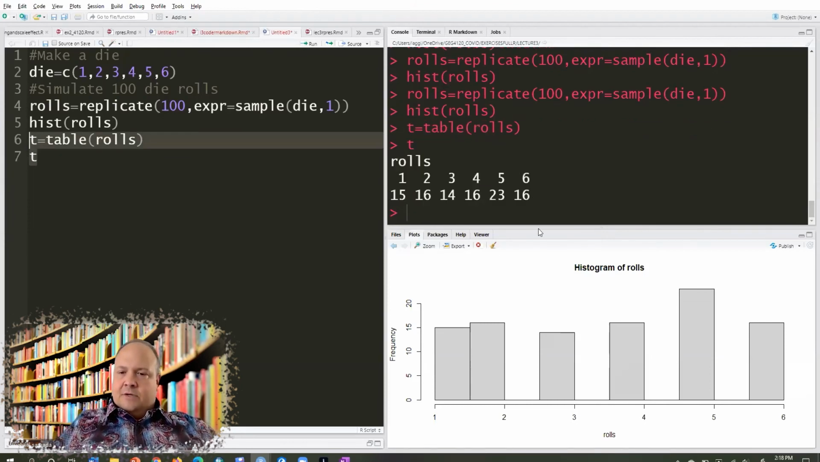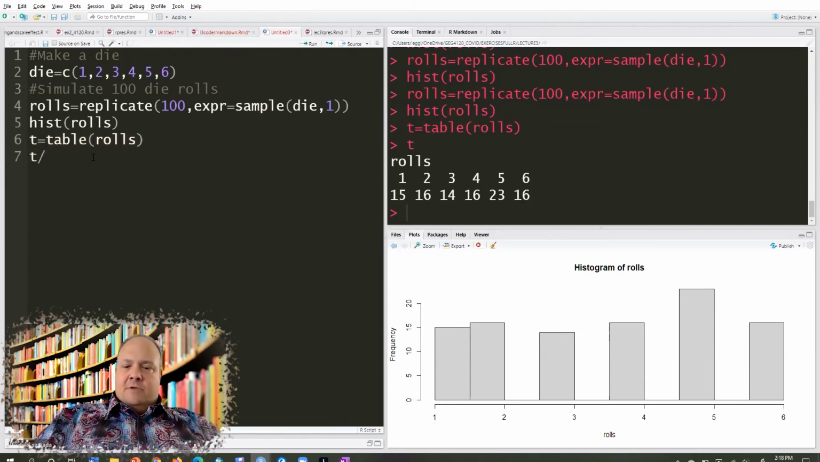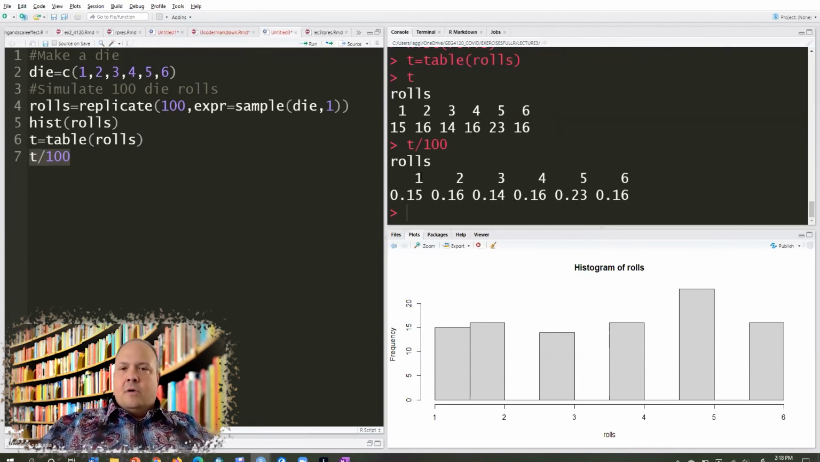So for that last histogram, this is just the raw numbers now. We have 15, 16, 14, 16, 23, and 16. So I could divide that, just say table divided by 100 to get the proportions instead of absolute numbers. So I'll just do that. And there we go. All it does is move the decimal place over. And we see 0.15, 0.16, 0.14, 0.16, 0.23, 0.16. So a lot of them are around 0.16, except in that particular set of rolls, we have that coming up, which is 23% of the time, and a 5 showed up that time.